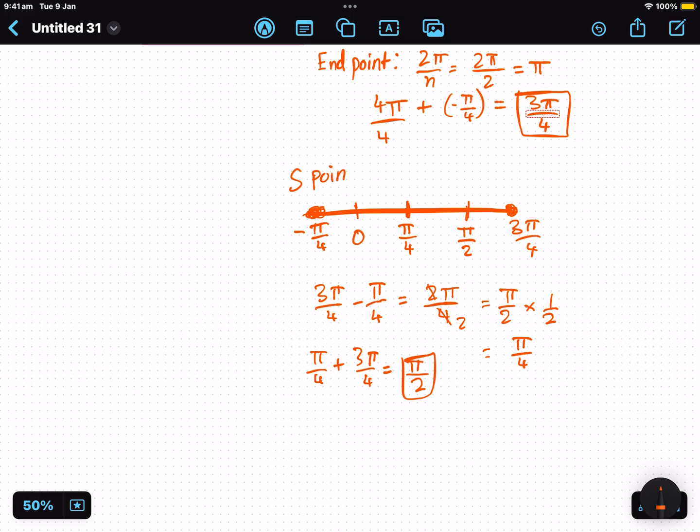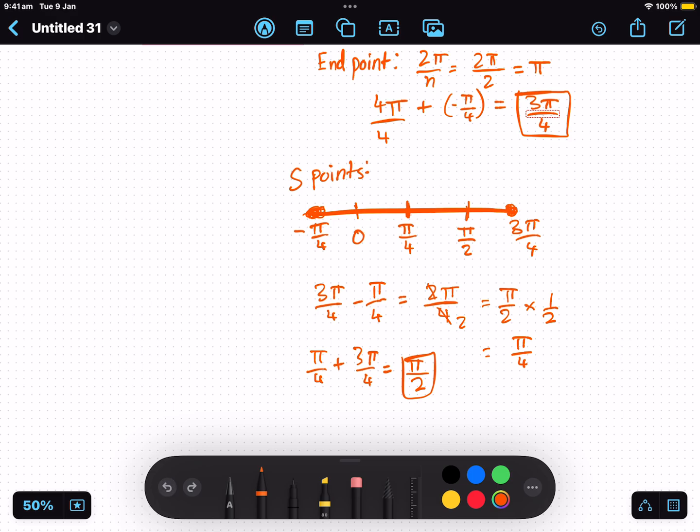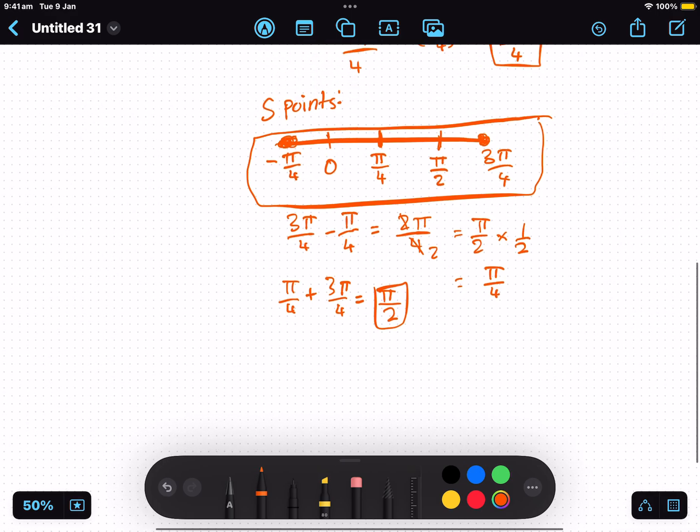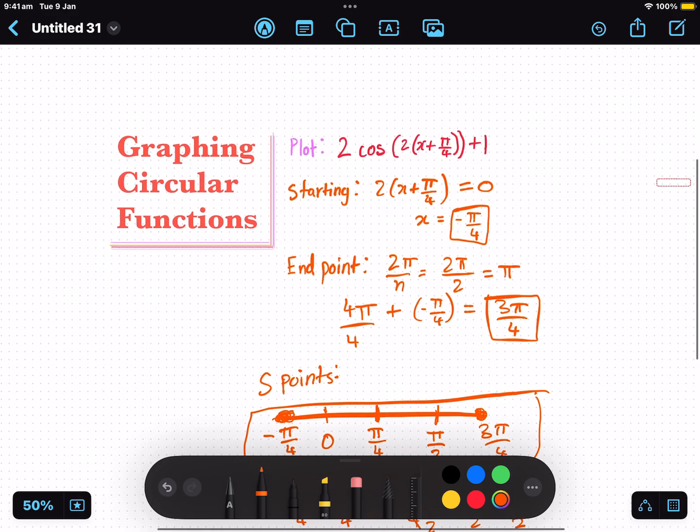We've got our 5 points on our graph to make the wave, right? And it's always 5 points for one period. So one whole wave, you need 5 points, right? So we've got our 5 points here. Next part. We've got our 5 points, our starting point, our end point. Now what else can we see?